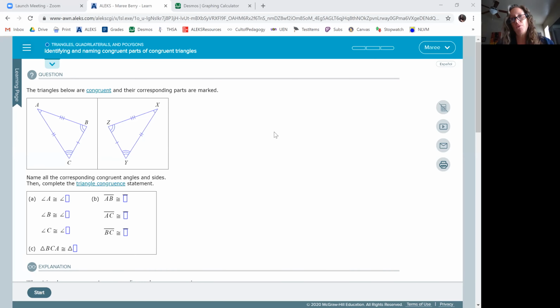In this lesson, we're just going to talk about congruent parts of triangles that are congruent. Congruent means exactly the same. So let's write that down, congruent. We write it with an equal sign and a similar line over it. It means same size, same shape.